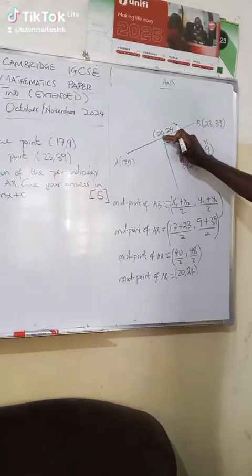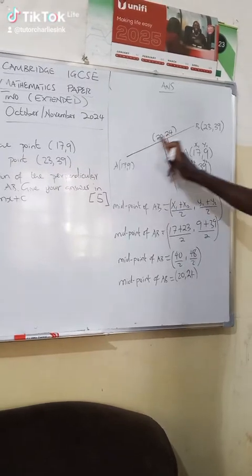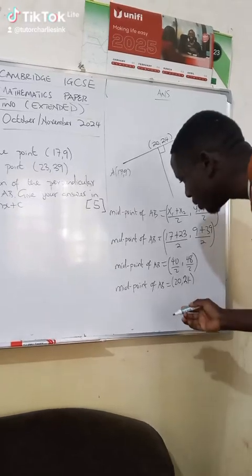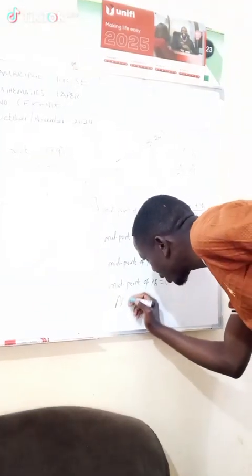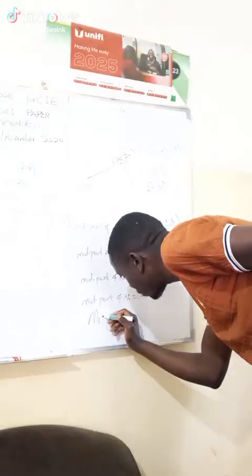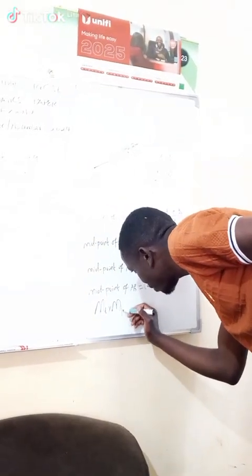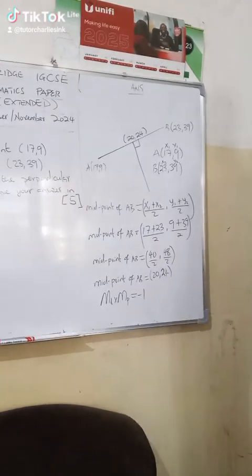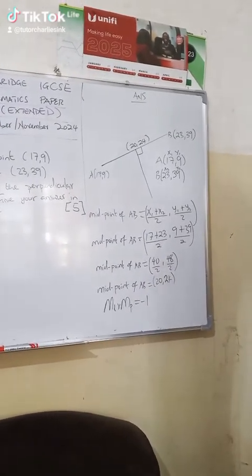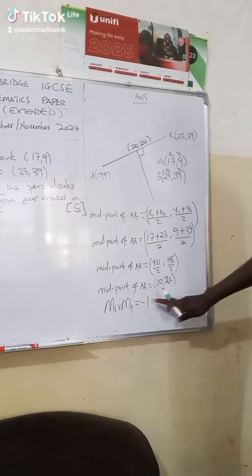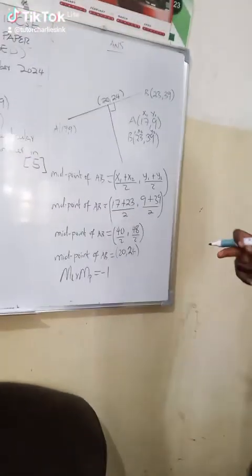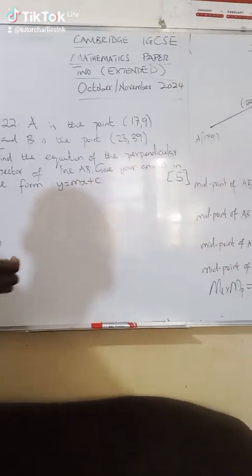Okay, so now there's a relationship between the perpendicular bisector and line AB: their gradients are related. The gradient of a line multiplied by the gradient of the perpendicular line must always give negative 1. This line is a perpendicular line, it's meeting AB at 90 degrees. So I'm going to find the gradient of line AB.